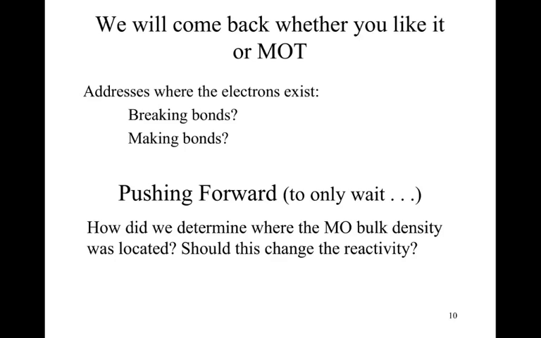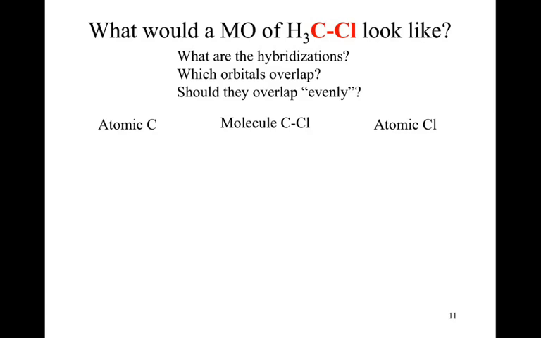So what we're going to do really quickly here is push forward just a little bit, and think about where we determined the molecular orbital bulk density to be located. So where was the highest probability found? And is that going to change our reactivity? Yeah. So what would a molecular orbital look like for the carbon-chlorine bond in chloromethane? Before we even address that, we need to think about the hybridizations, because those are going to dictate the atomic orbitals being used. We need to decide the orbitals that are overlapping in this situation. We're overlapping the orbitals from atomic carbon and from atomic chlorine. Which hybrid orbitals from each?